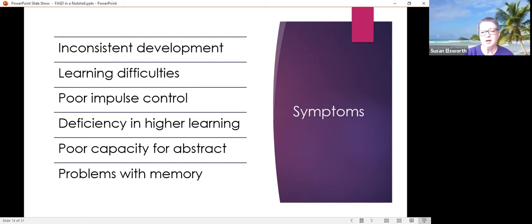Also with the memory, it's how they file things. So adults who have an FASD tell us that their brain feels like Swiss cheese, that they know they put it in there, but when they went to find it, they couldn't find it, or it feels like a sieve. I put it in there and now it's gone.